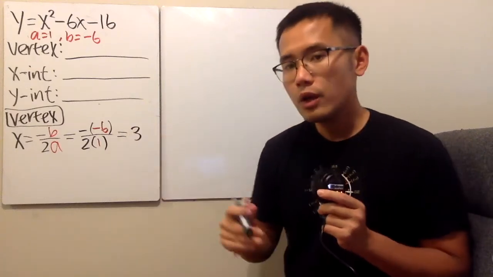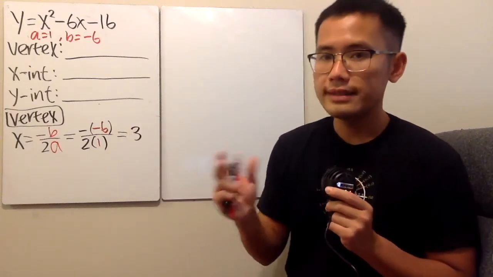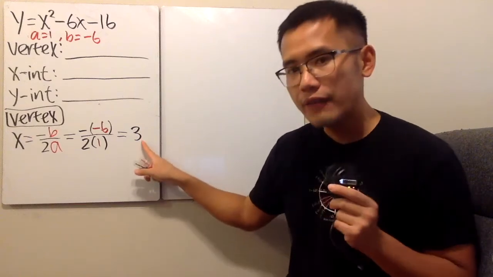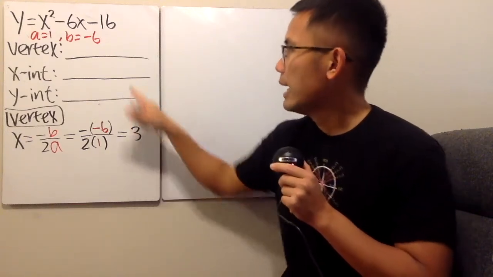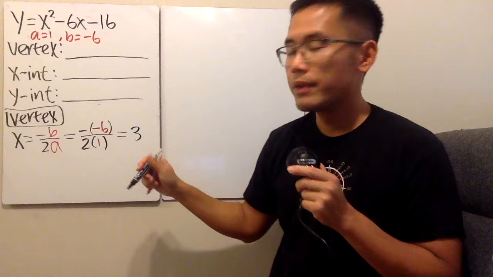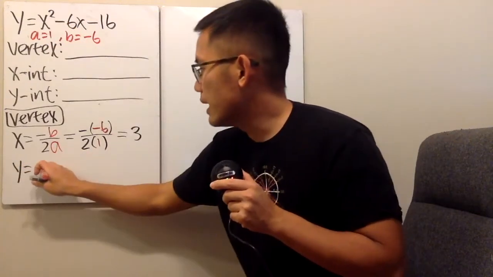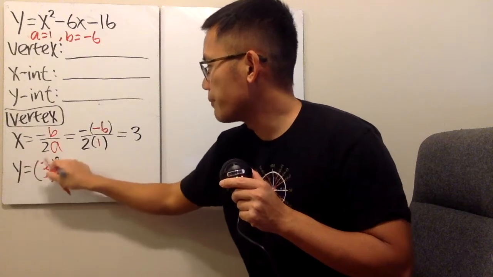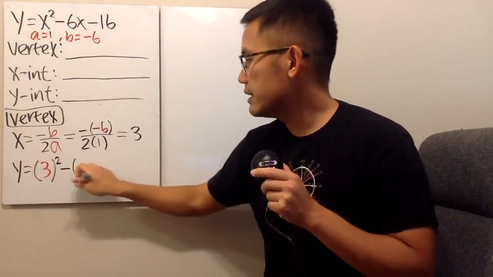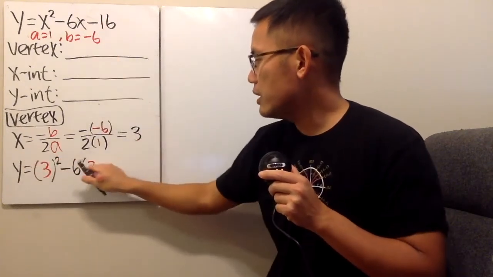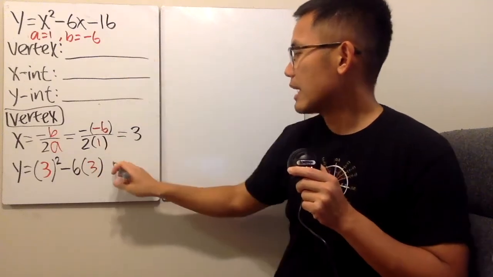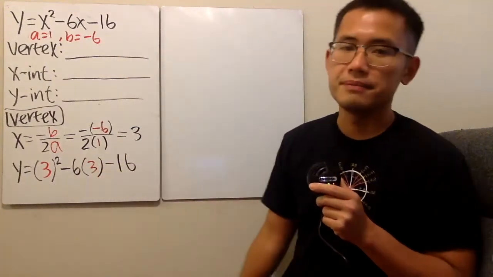But be really careful. For the vertex, you have to get both the x and y. So once you have the x value, just go ahead and put it back into the original. Then you see y is equal to, put the 3 back in for x. So we have 3 squared, and then minus 6 times x, which is again 3. Then we have the last part, which is minus 16.